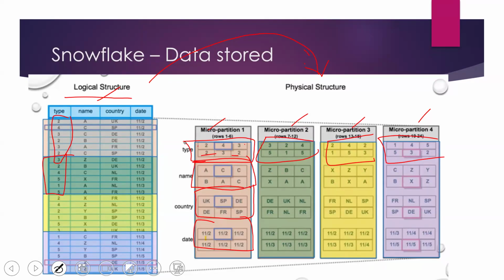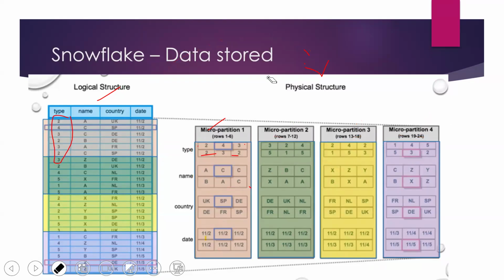Now, what is the advantage of this columnar format? Let me explain with one simple example. Let us consider I am executing a query which is select star from table where date is equal to 11/2. Consider I want to get all the records where date is 11/2.